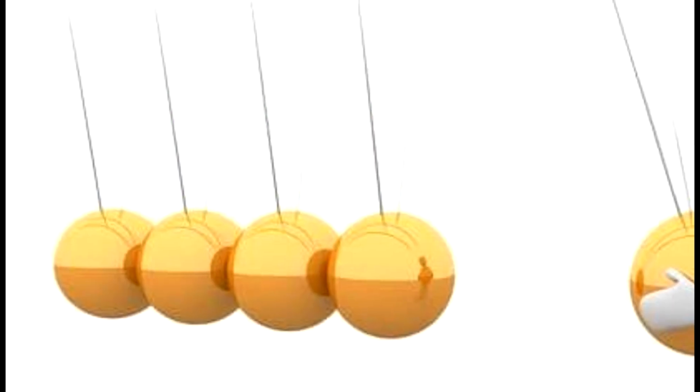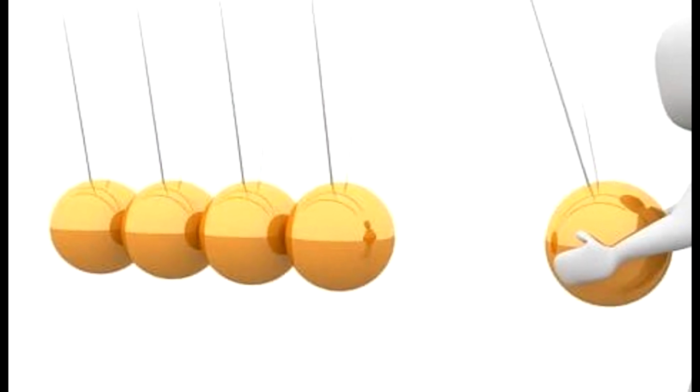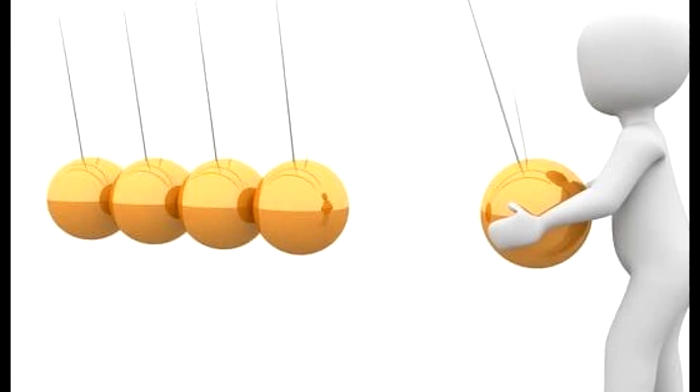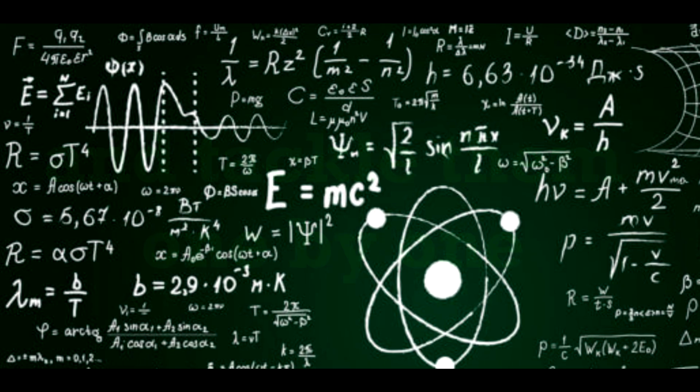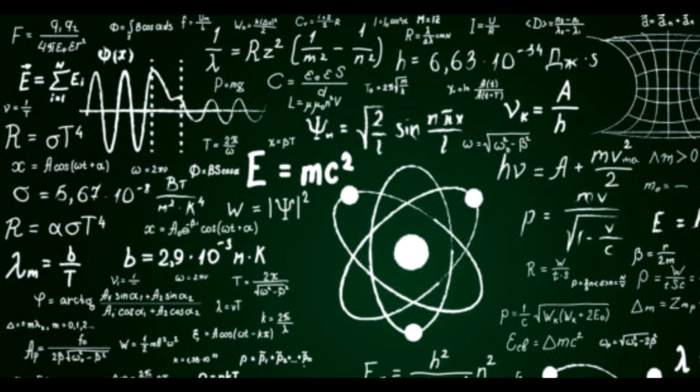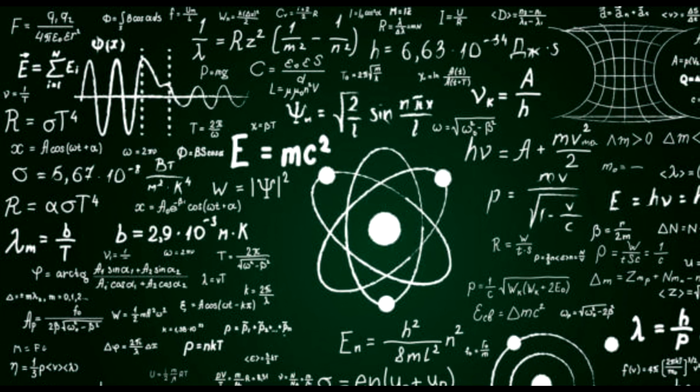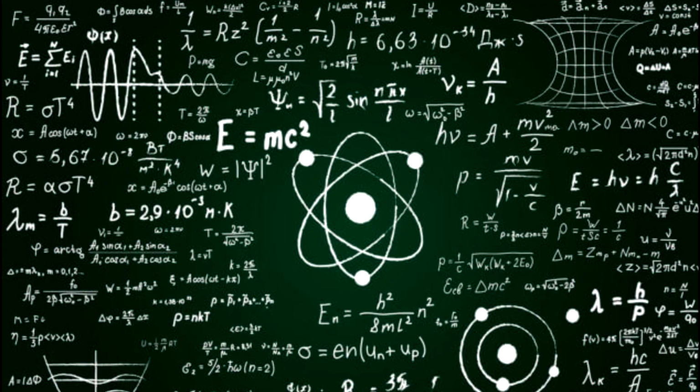Step 3. Break down the problem. Physics problems can appear difficult to deal with at first glance. To make them more manageable, break them down into smaller, more solvable parts. Identify subproblems within the larger problem and tackle them one by one. This approach not only simplifies the overall task but also allows you to focus on specific aspects of the problem, making it easier to solve.